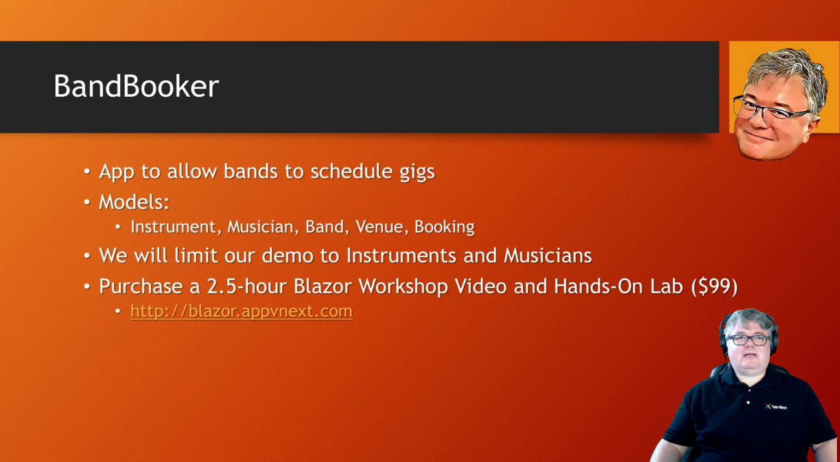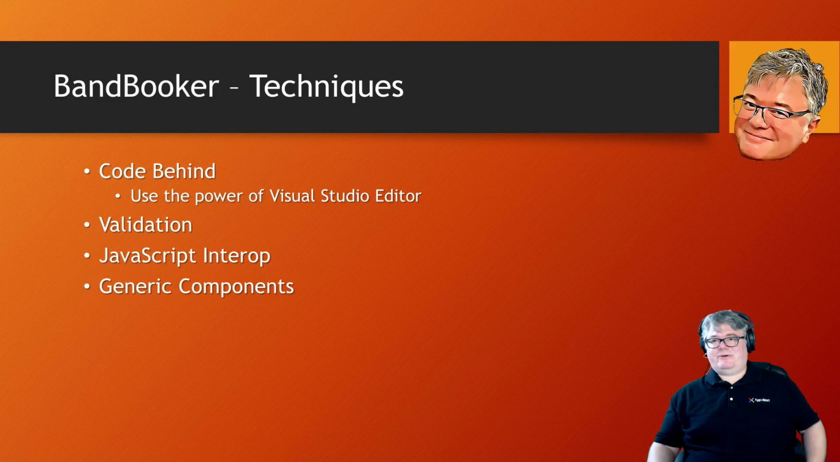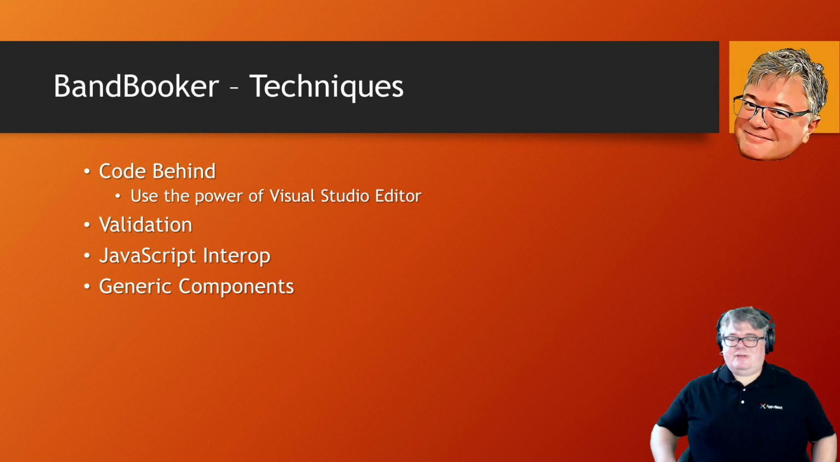All right, so now I'm going to show you this application called Band Booker, and it's a complete application, and I'm going to show off the following techniques. Code behind, which is using the power of Visual Studio. In other words, we're not going to have code blocks in our pages. We're going to have classes. We're going to make classes that handle the UI. Also, input validation. There's some rich input validation stuff that comes with Blazor, right out of the box, and I'll show you how to do that.